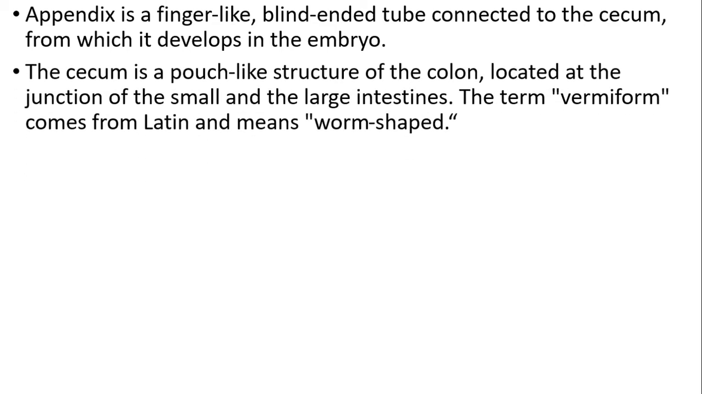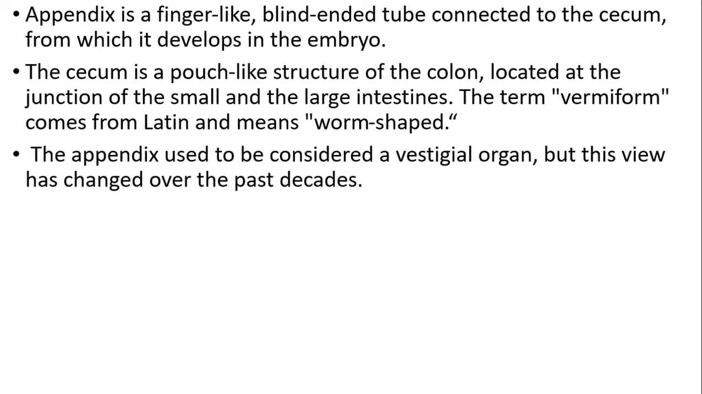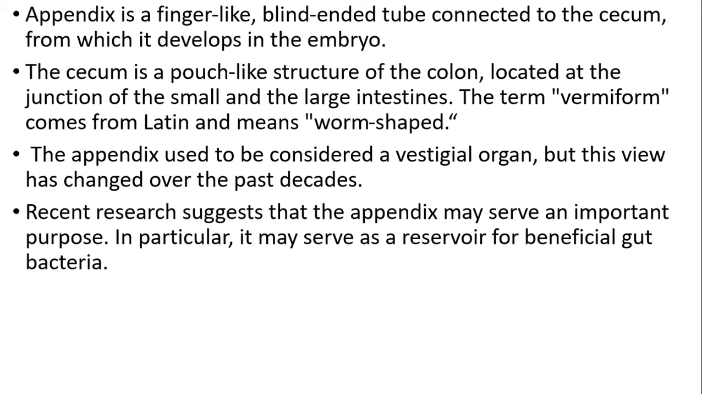Appendix is a finger-like blind-ended tube connected to the cecum from which it develops in the embryo. The cecum is a pouch-like structure of the colon located in the junction of the small and large intestine. The term vermiform comes from the Latin and means worm shape. Appendix used to be considered as a vestigial organ, but this view has changed over the past decades. Recent research suggests that appendix may serve an important purpose. In particular, it may serve as a reservoir for beneficial gut bacteria.